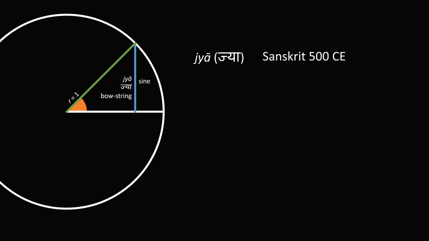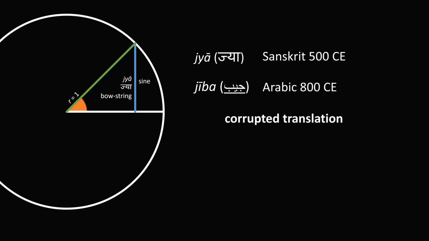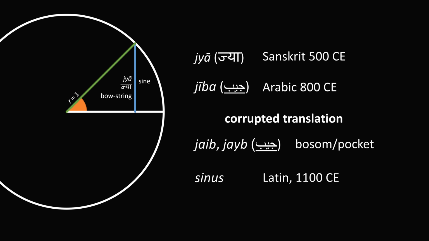Now this got translated into Arabic as jiba around 800. Now eventually this came to European mathematicians and there was a corrupted translation. So they took a word which had the same spelling but a different pronunciation, and this word jibe refers to bosom or pocket. Now that word translated literally becomes sinus, and that entered Latin around 1100. Now, interestingly, this length right here was called koja, and of course that refers to the cosine.